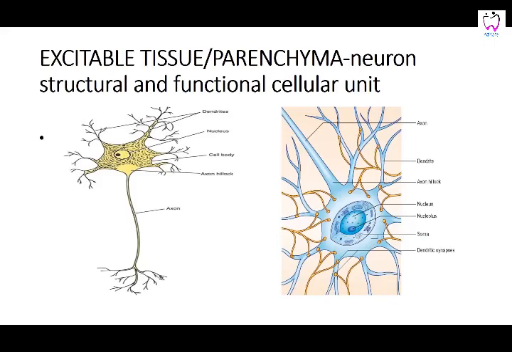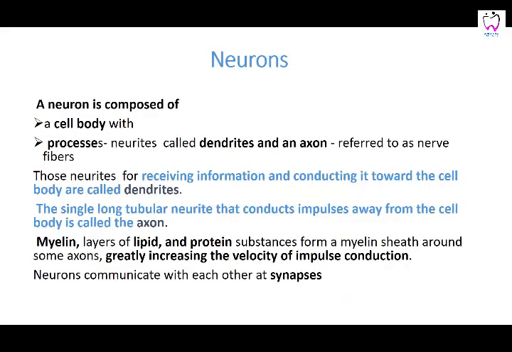The excitable component of the nervous tissue is the neuron, and this is the structural and functional unit. You can see it has a body and it has processes. There is one process called the axon, and there are multiple smaller processes called the dendrites. What is a neuron? The neuron has a body, processes, the dendrites and the axons.